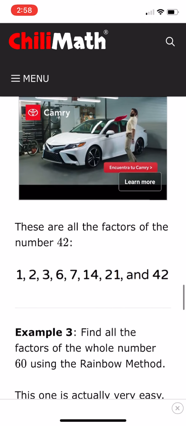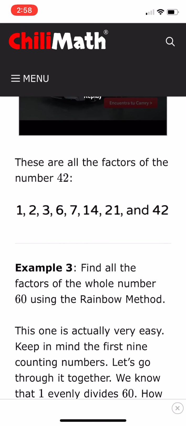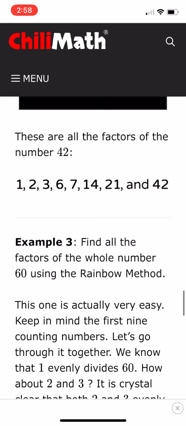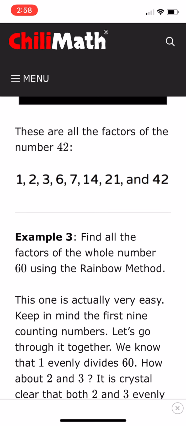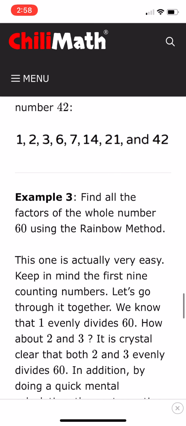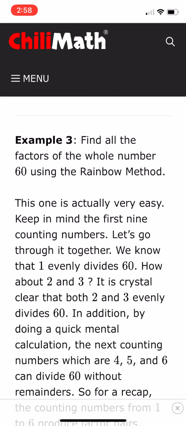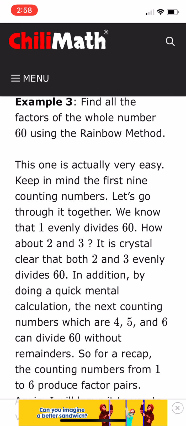Example 3. Find all the factors of the whole number 16 using the rainbow method. This one is actually very easy. Keep in mind the first 9 count numbers. Let's go through it together. We know that 1 evenly divides 16. How about 2 and 3? It's crystal clear that 2 divides 16, but 3 does not. In addition, by doing a quick mental calculation, the next count numbers can be checked for whether they divide 16 without remainders.